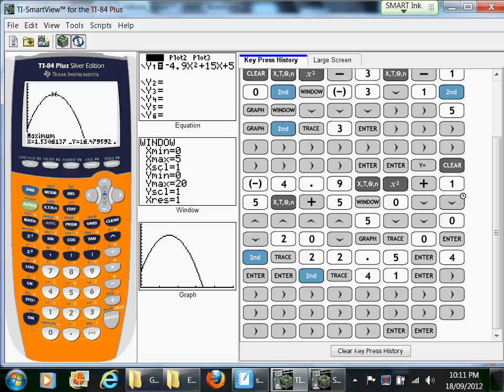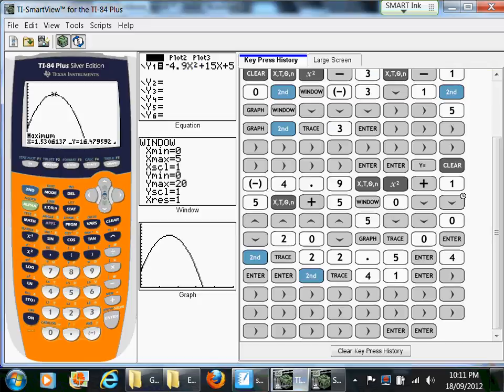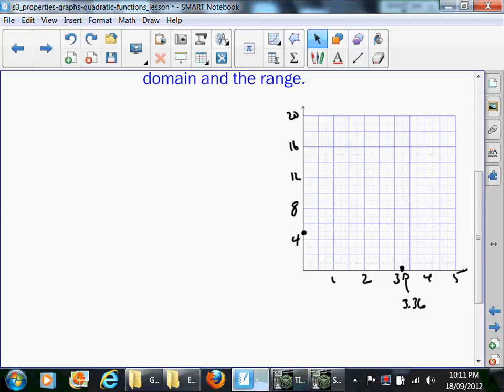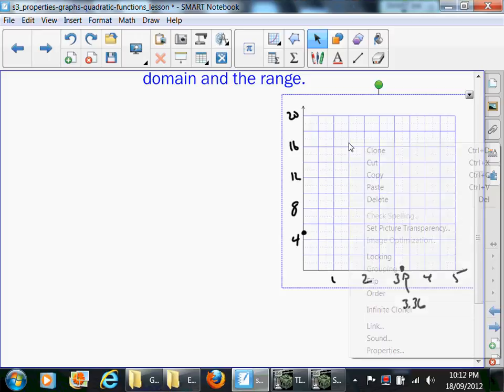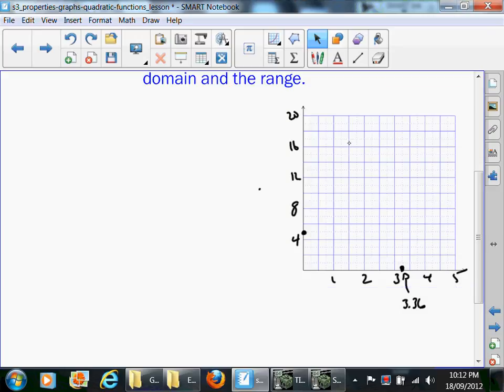1.53 seconds. So going back over here, 1.53 seconds is going to be right here. What's that maximum value? It's 16.5 if we round. So 1.53 and 16.5. That's going to be right about, because that's 18, that's 17, that's 16.5 would be right here.